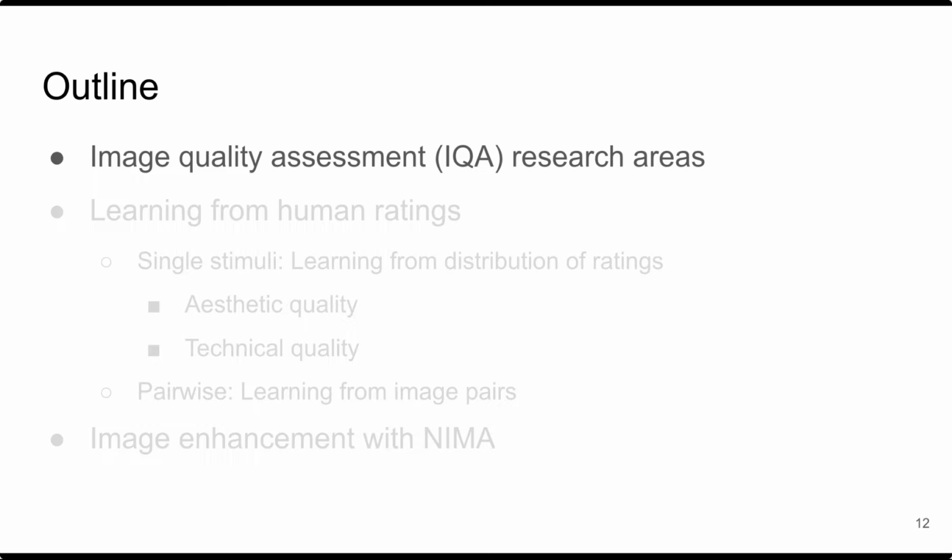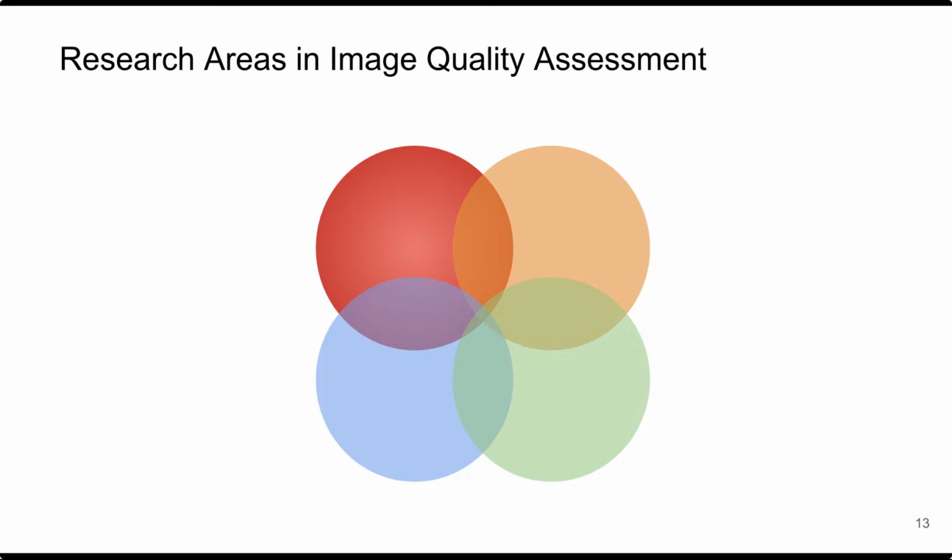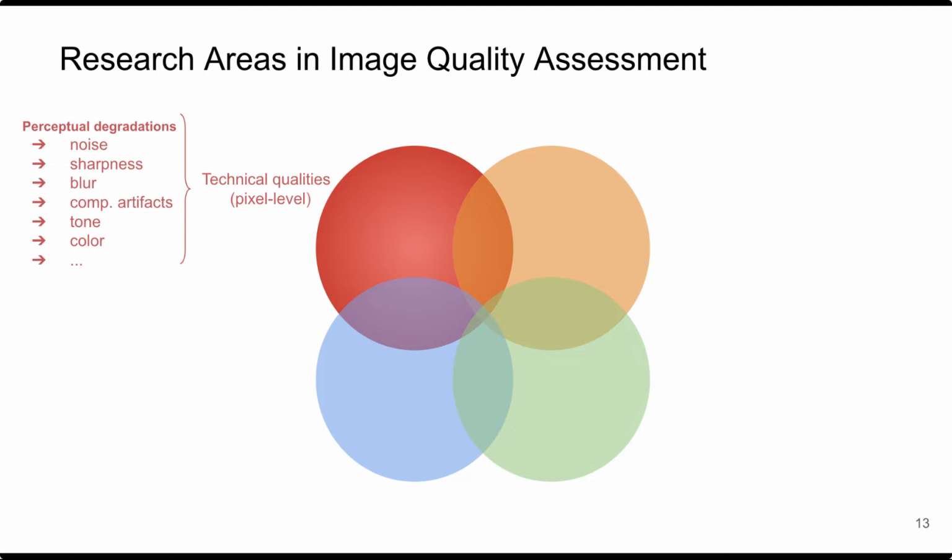I'm going to first talk a little bit about the broad IQA research areas. Research areas in image quality assessment can be divided into four overlapping areas. On one hand, we have the problem of studying technical quality assessment. By technical quality, I refer to pixel-level qualities such as noisiness, sharpness, blur, compression artifacts, tone, color, and so forth.